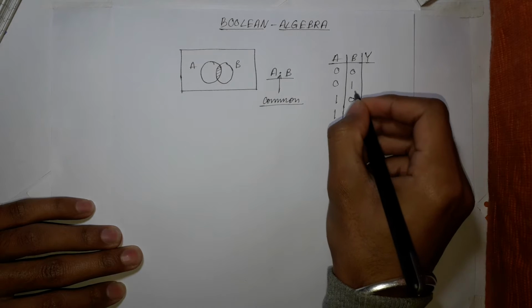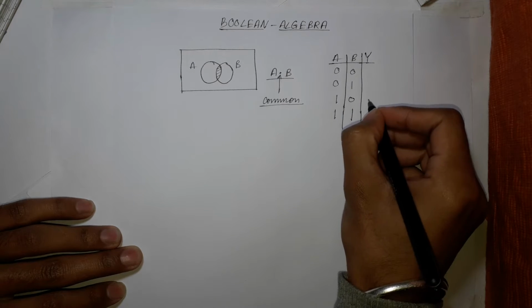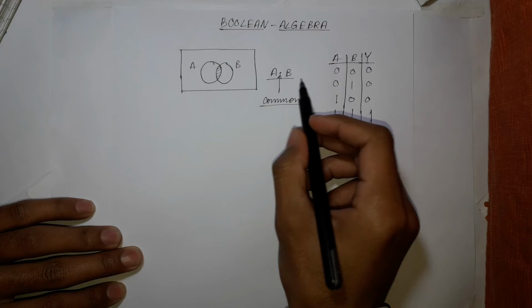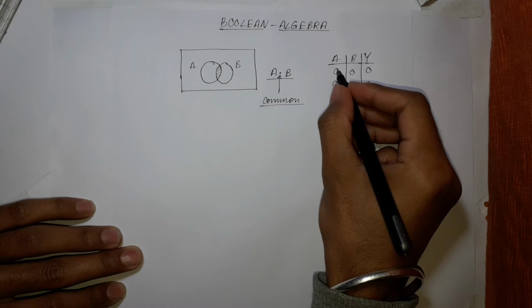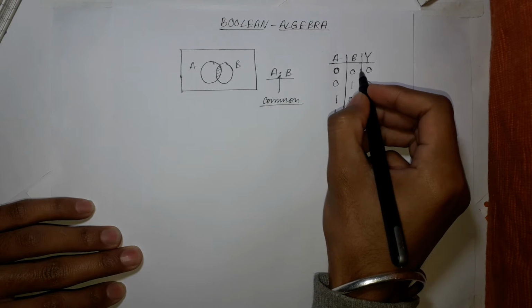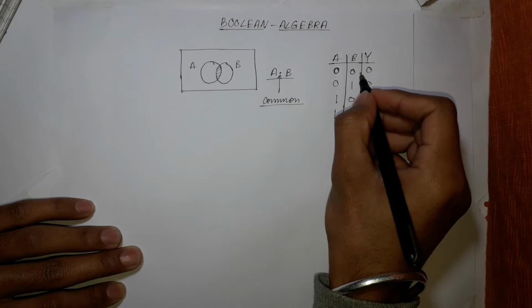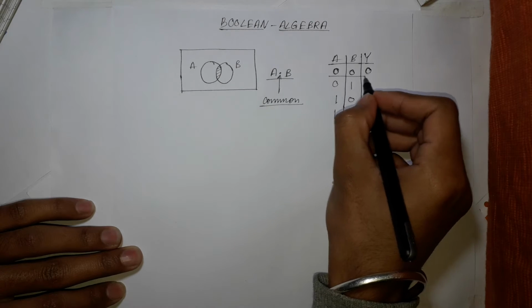Now as we know, the output of the AND gate is high only when both the inputs are high. So this will be high and the rest will be 0. Now let's verify it using the Venn diagram. The first input is 0 and the second input is also 0. What is common between these inputs? 0 is the only thing that is common between them. So the output is 0.